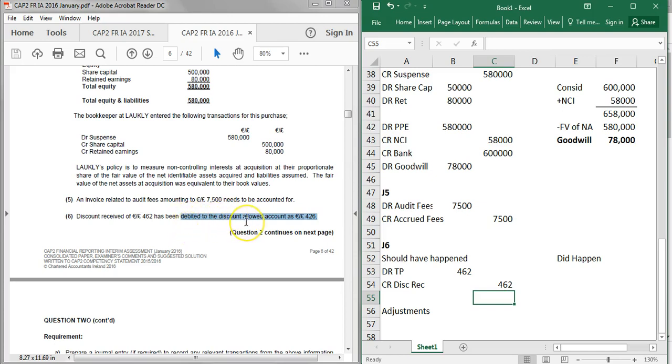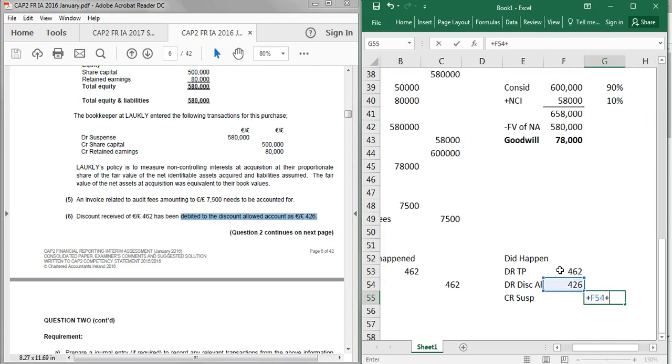They've debited the discount allowed account. So what they've actually done here is they've debited trade payables, you assume is fine, 462, you're assuming that's okay. They have debited discount allowed 426, and they have credited the suspense account to balance it up, the total of these.